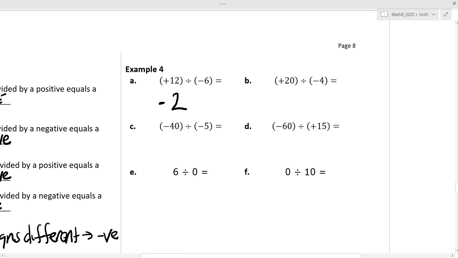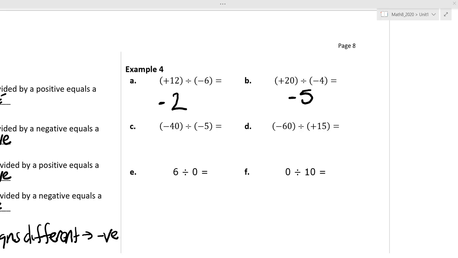Okay. B, positive or negative? Negative. Negative 5. Excellent. Okay, do C, D, E, and F. No, just do C and D together, and then we'll do E and F together. How do you do 60 divided by 15? I don't think it takes that much time.